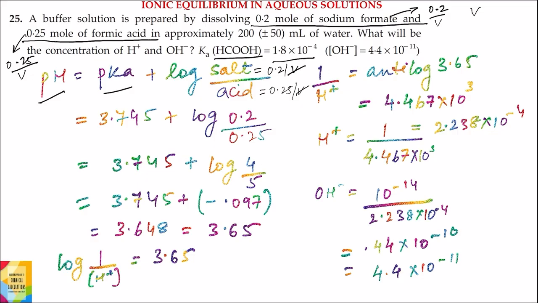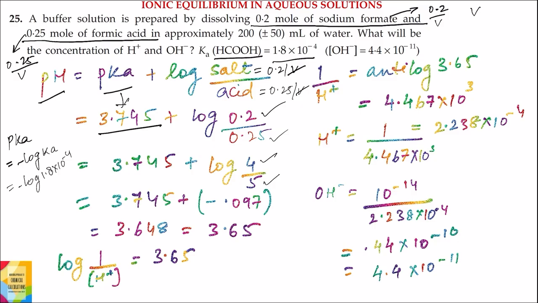Ka for formic acid is given as 1.8 into 10 to the power minus 4. So, the pKa value for formic acid will be minus log Ka, which is equal to minus log 1.8 into 10 to the power minus 4. The value is 3.745. So, pH is 3.745 plus log salt, the concentration of salt being 0.2 divided by the acid 0.25. 0.2 divided by 0.25 will be equal to 4 divided by 5. So the equation becomes 3.745 plus log 4 by 5.